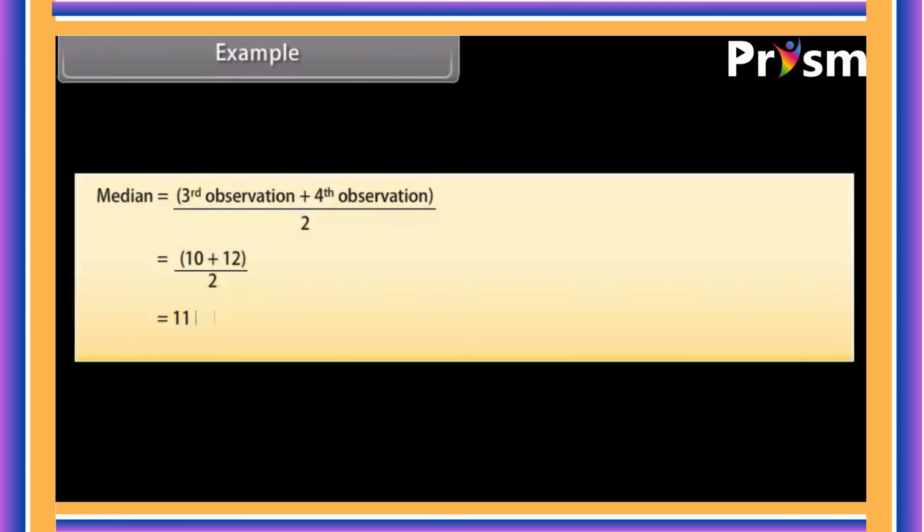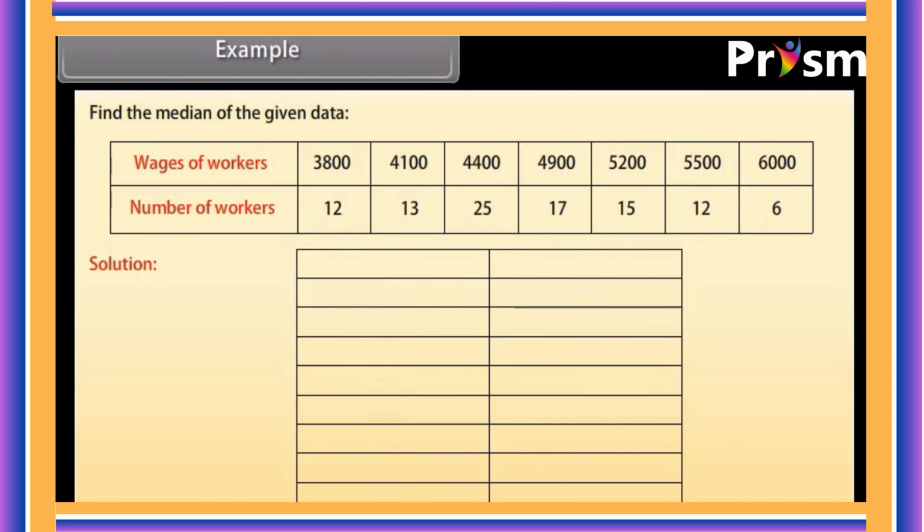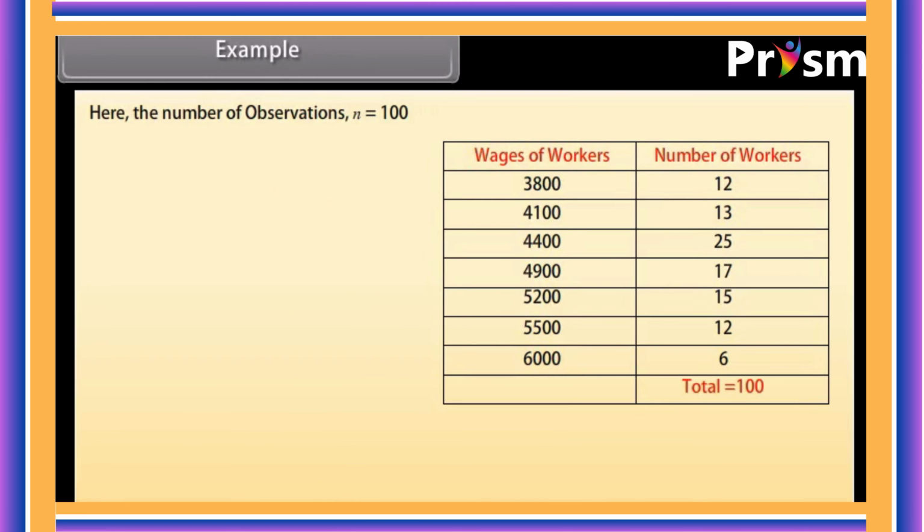Find the median of the given data. Solution. Firstly, we will write the wages of workers and the number of workers. The total number of workers is 100. Here the number of observations n is equal to 100.